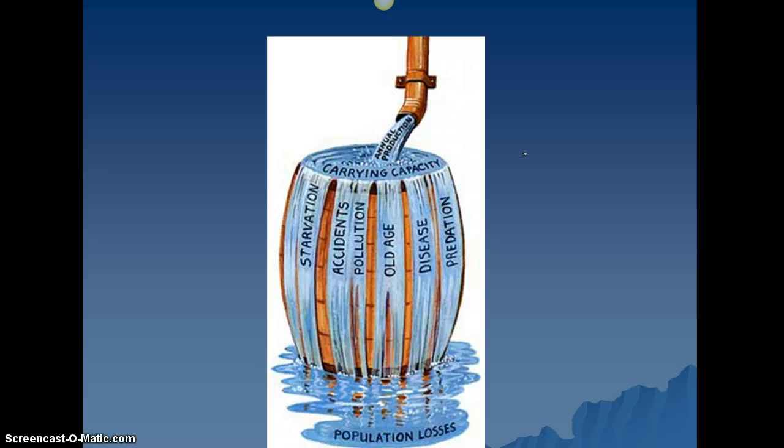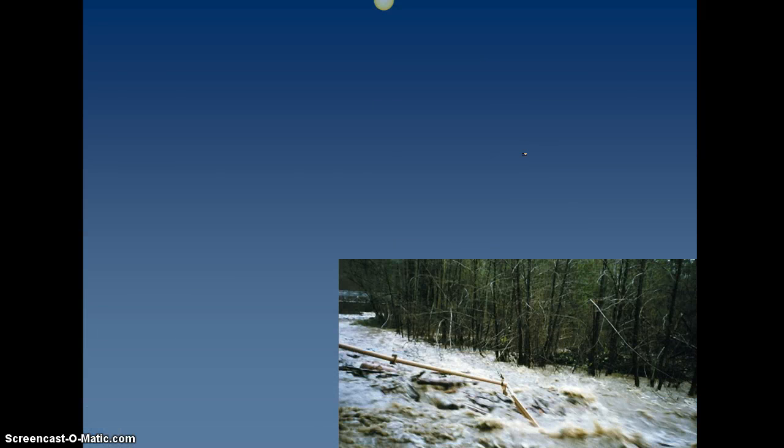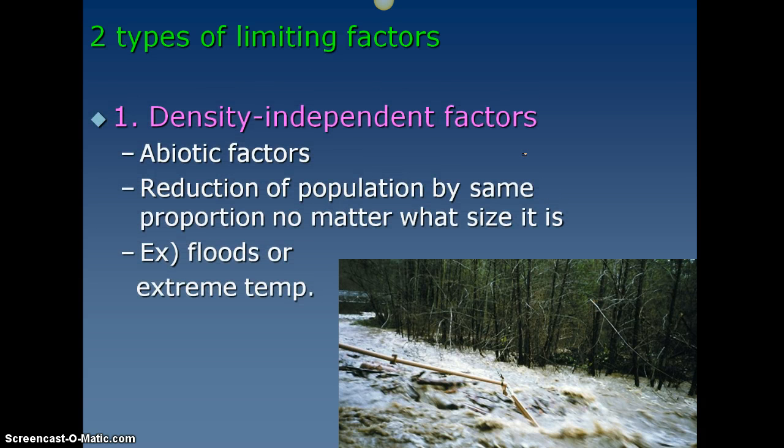Some reasons that limit a population size: starvation, accidents, pollution, old age, disease, predation, things that will cause individuals to not survive. Now there's two main types of limiting factors. The first is density independent factor, and these are caused by abiotic things, things that are not living.